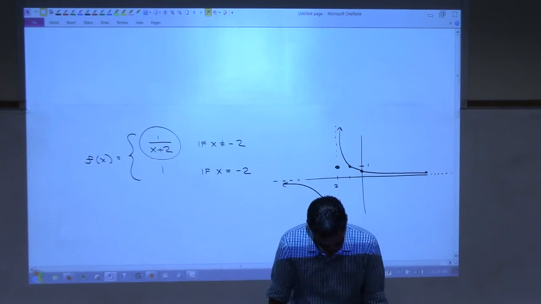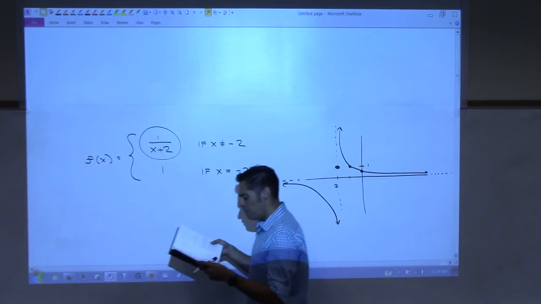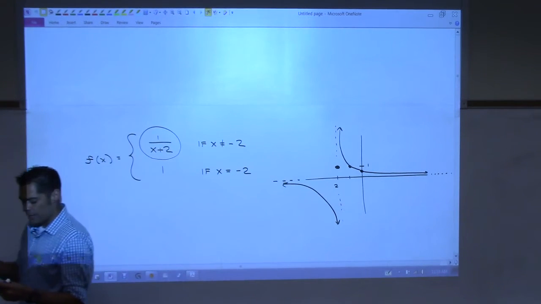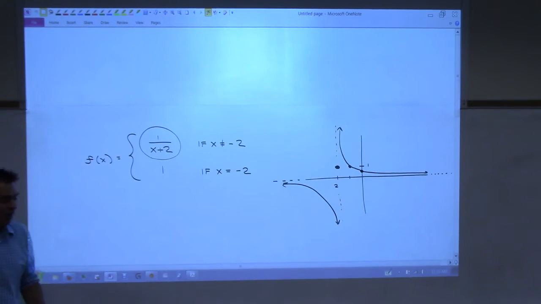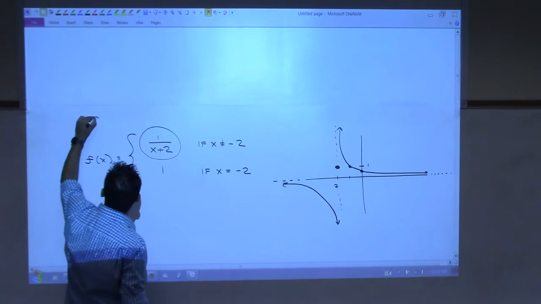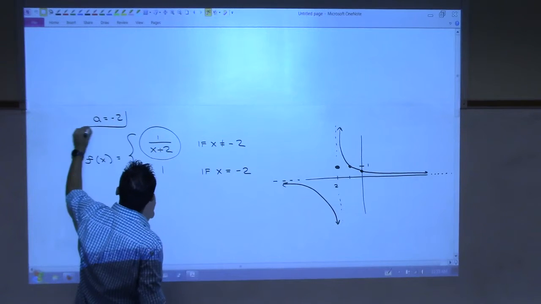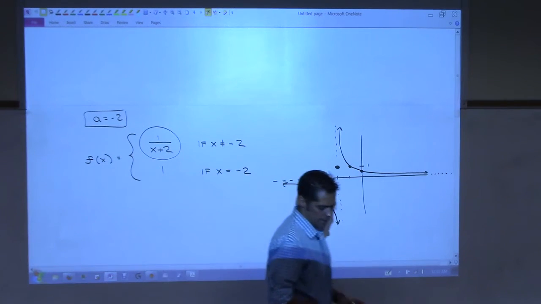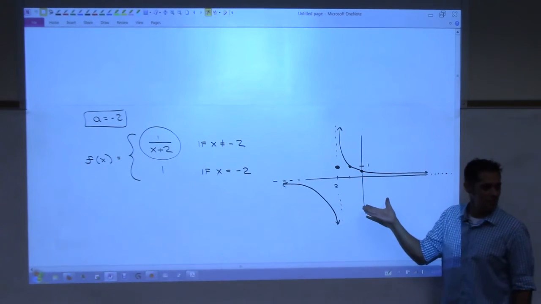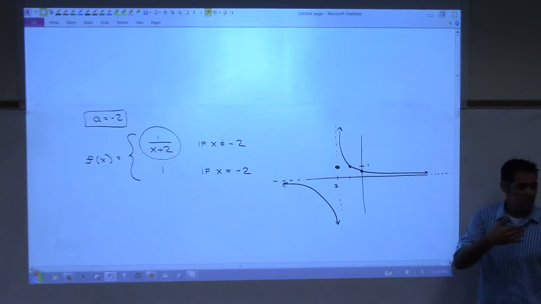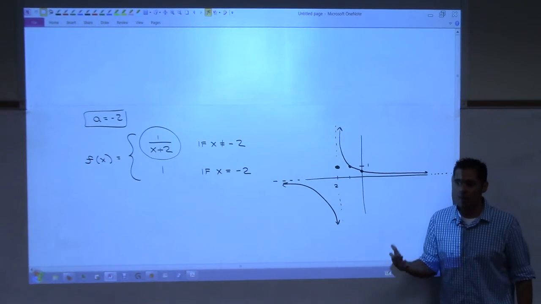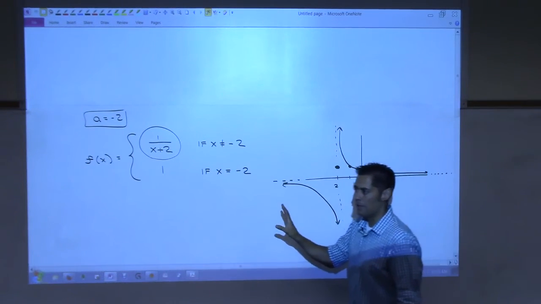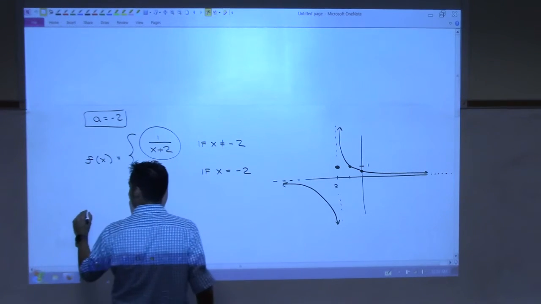The question is, explain why the function is discontinuous at the given number and sketch the graph. So the given number here, by the way, they say a is equal to -2. All right, they want to know why is it discontinuous here. So can someone tell me why it's discontinuous? It is obviously discontinuous, right? Because this is an infinite discontinuity. We have an infinite discontinuity at -2. So that would be the explanation.